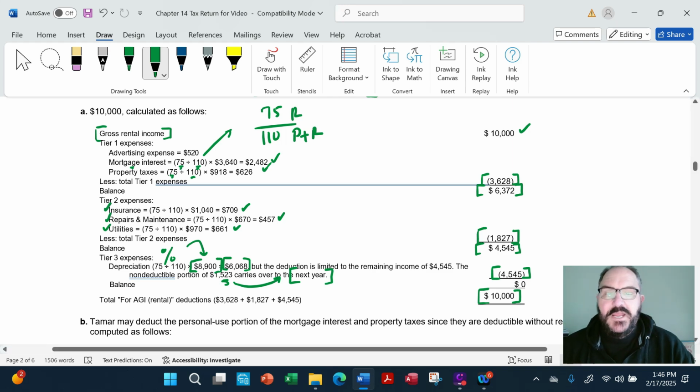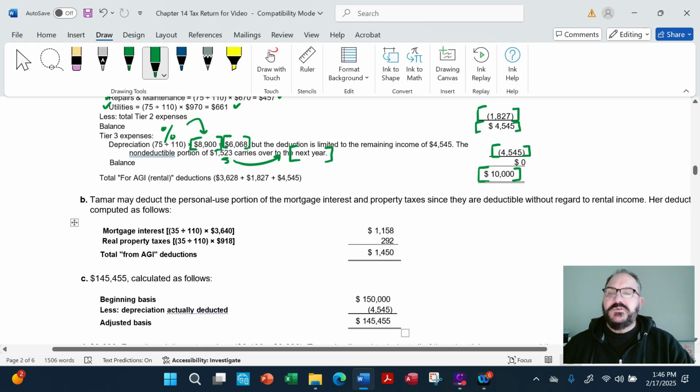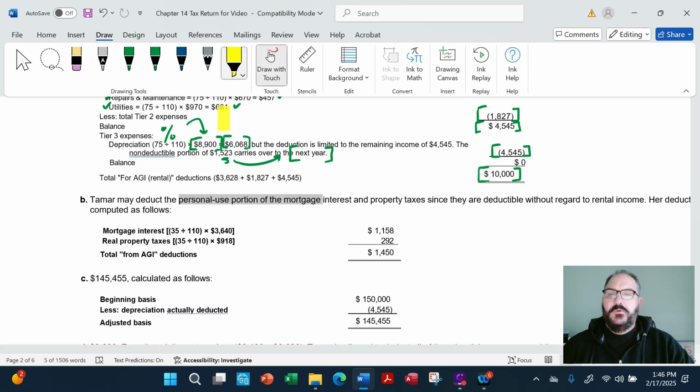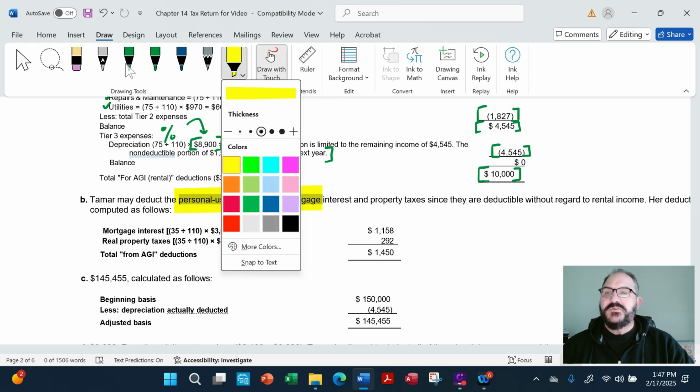Okay, now they want you to know what's the personal use portion. What's the personal use portion of interest and property taxes? So this was the amount based upon what you could deduct for the rental business. Now what about personal use?